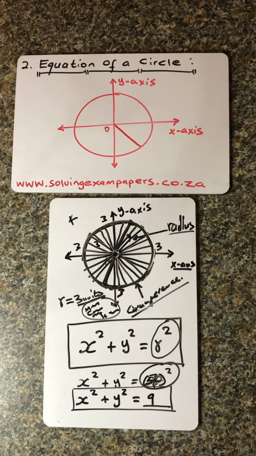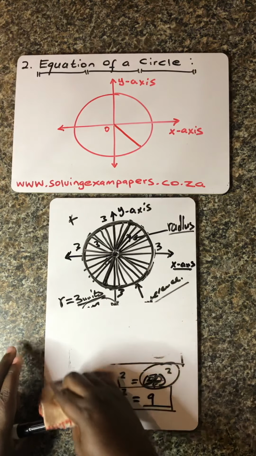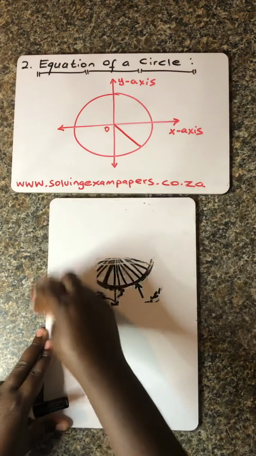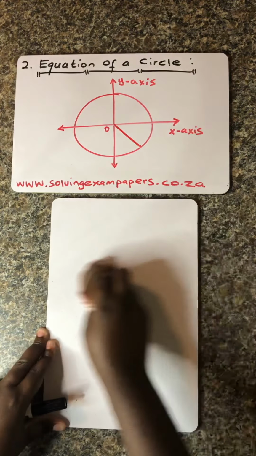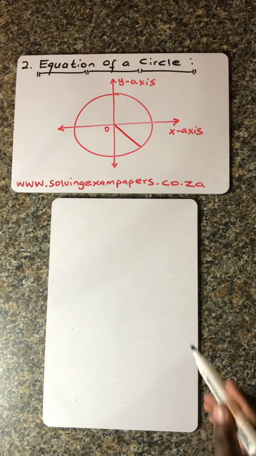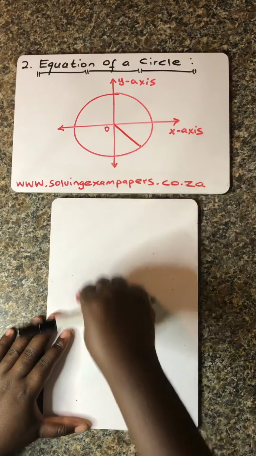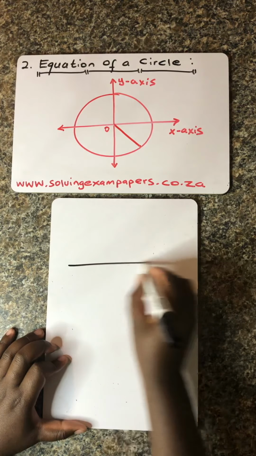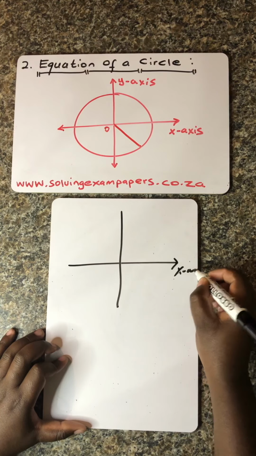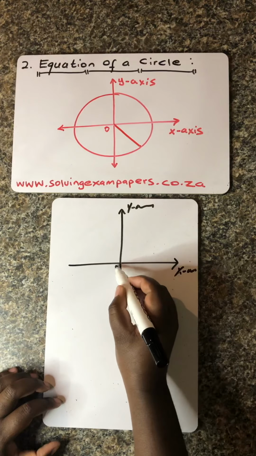Okay, we might have a different situation. So let me just try to redraw this circle. I want to bring it to your attention in case we've got a center at a different point, let's say a circle which has a center which is not at the origin. Obviously we know this is the x-axis, that is the y-axis. Very important. Obviously this is the origin.